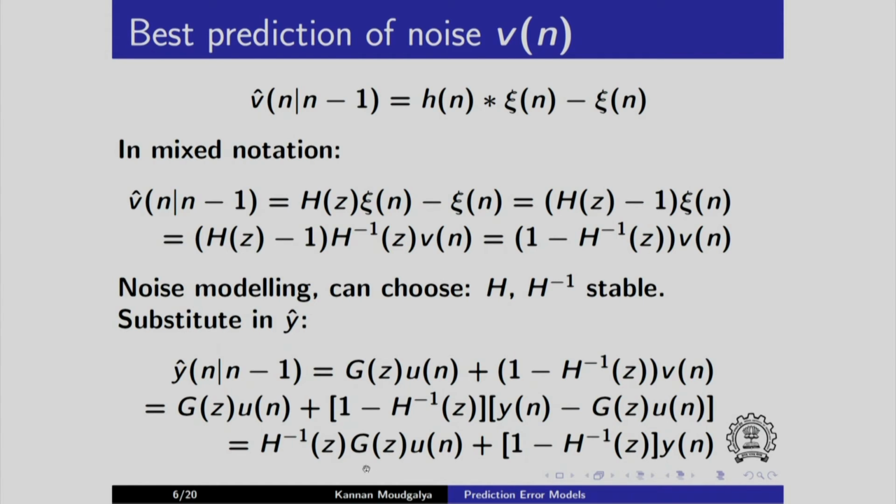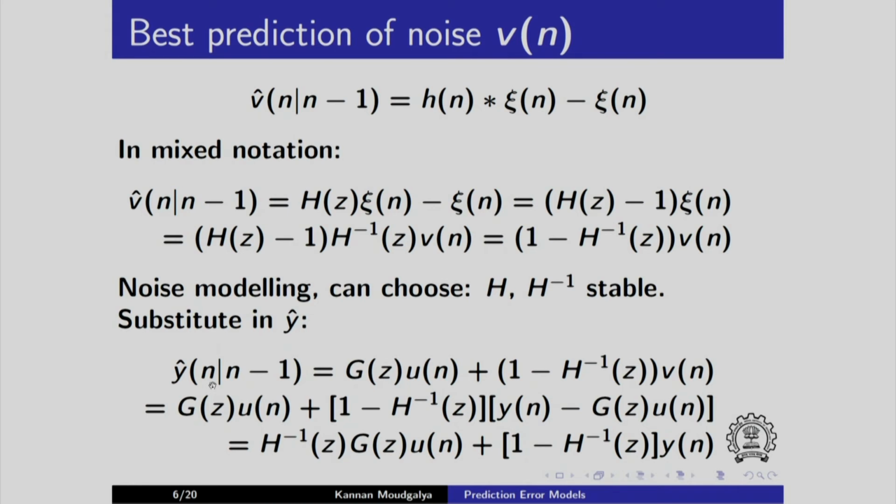So this is the one step ahead prediction model. We call it one step ahead prediction model because we have all the terms up to n minus 1, and using that we are predicting what happens one step ahead.